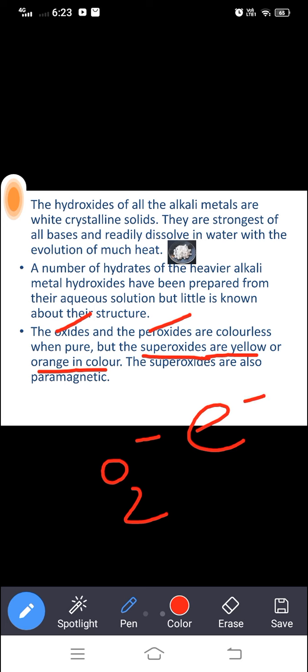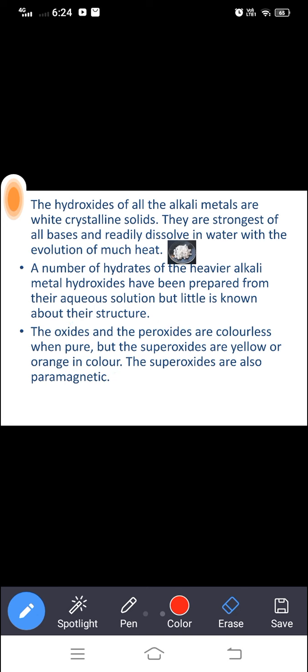That means excitation from the ground state to the excited state and emission of light in the visible region. Due to that, the color appears. That is the reason the superoxide gives a color like yellow or orange, and it will be paramagnetic. Why are we saying paramagnetic? Because it has one unpaired electron, so we can say it is paramagnetic.